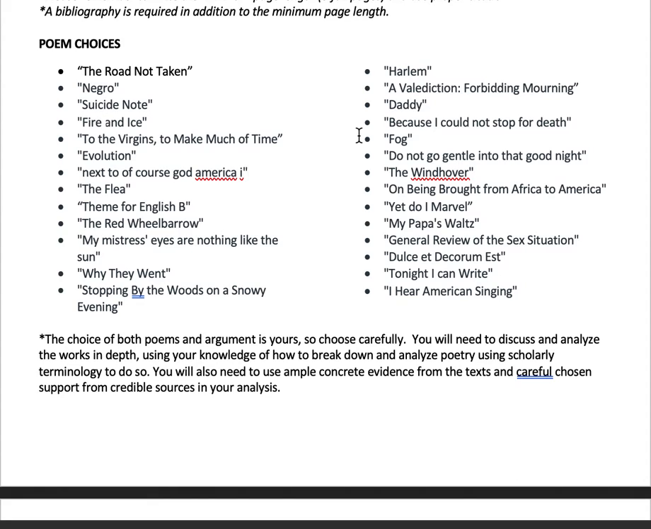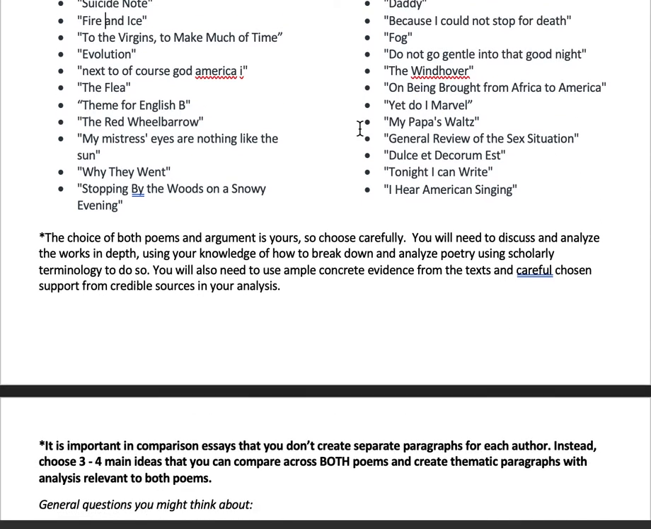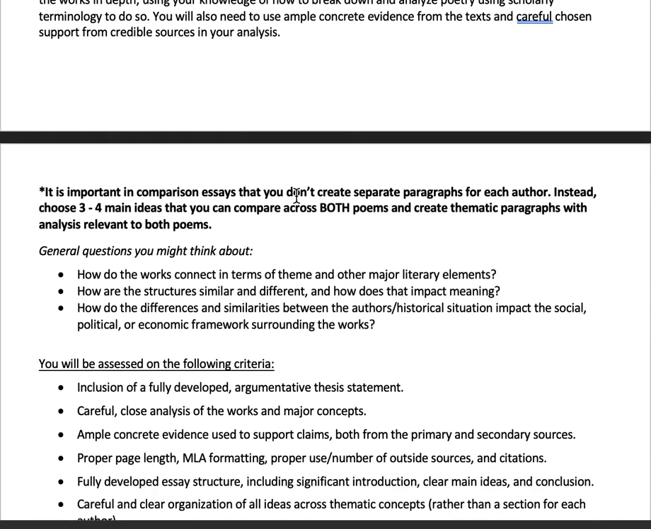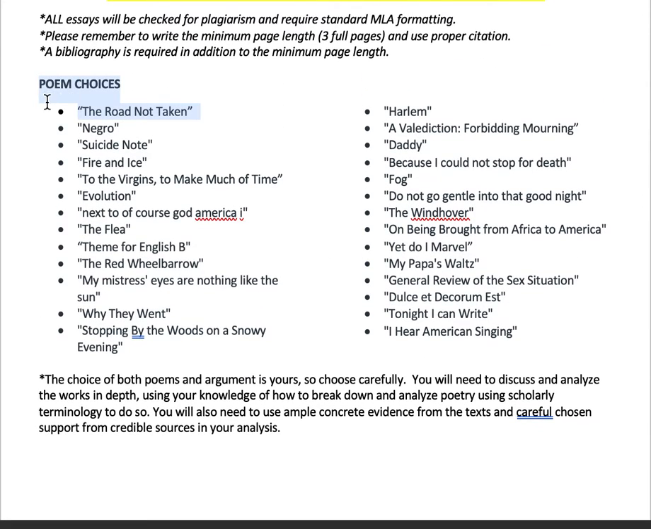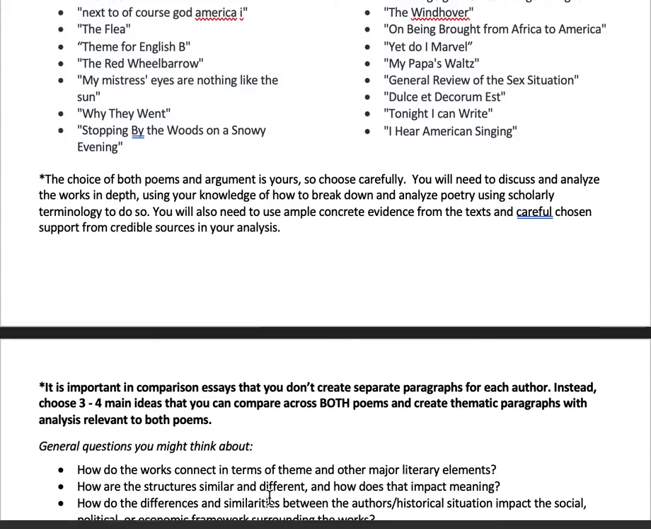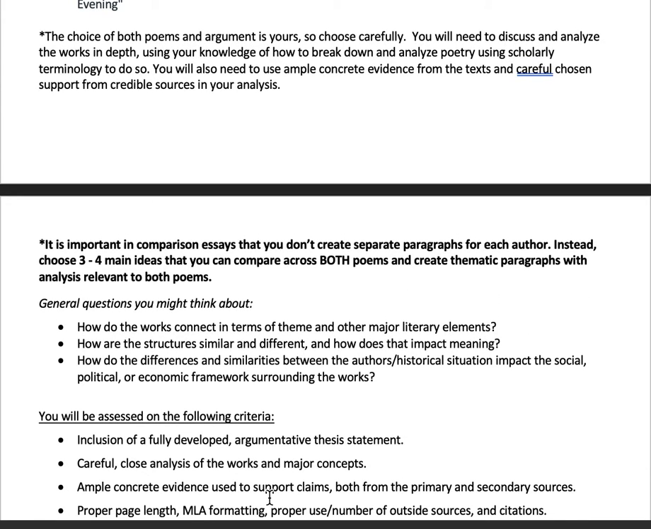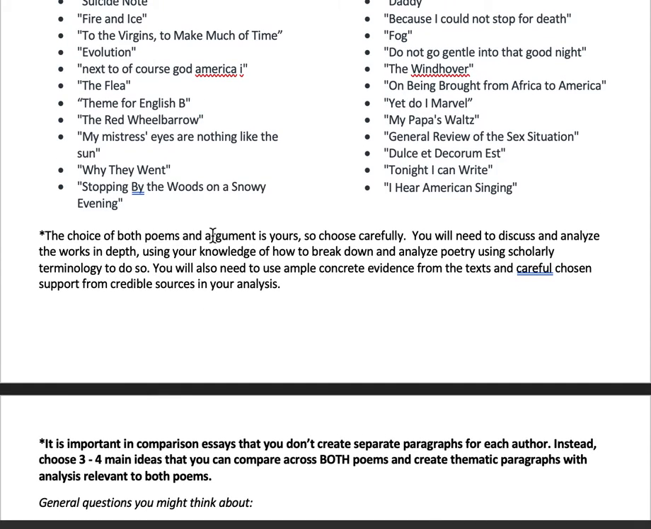Couple of notes. One thing is that when you are doing a compare and contrast essay, you don't create a separate paragraph for each author. You don't say, The Road Not Taken, this poem did X, Y, and Z, and then in another paragraph you say Harlem did X, Y, and Z. That's not comparing and contrasting, that's just looking at 2 different poems. A compare and contrast structure takes 3 or 4 main ideas and connects those poems either as being similar or different across those thematic concepts.